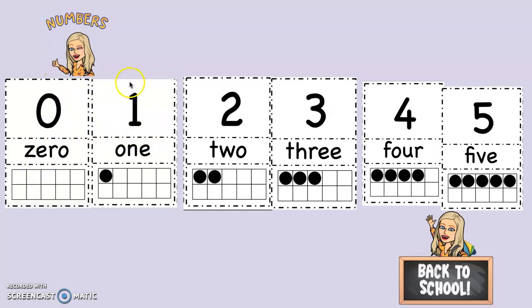This is the digit 1. This is the word 1. And this is the set of 1. There's 1 dot. Very good. And we're using the 10 frame here. Okay, so this is the digit 2. This is the word 2. And this is the set of 2. And if you notice, there's 1, 2.